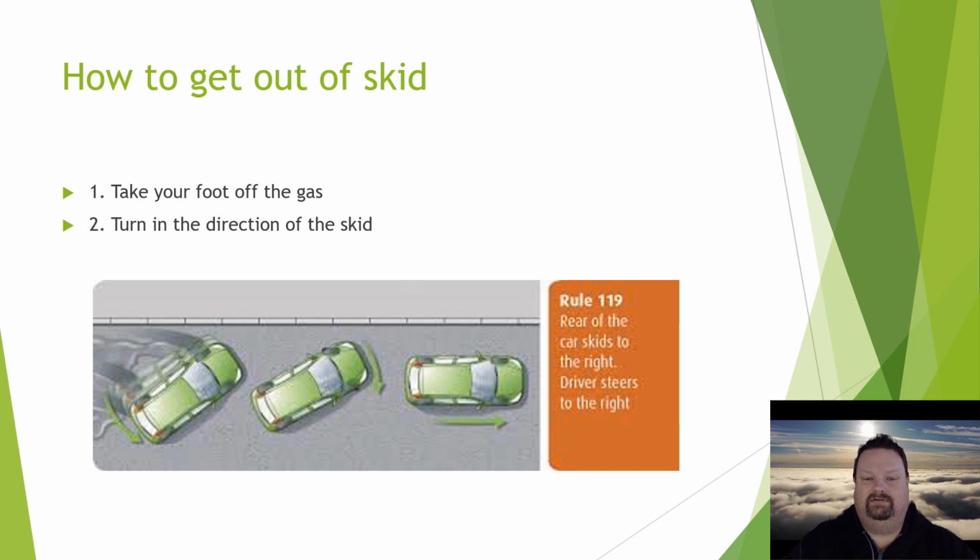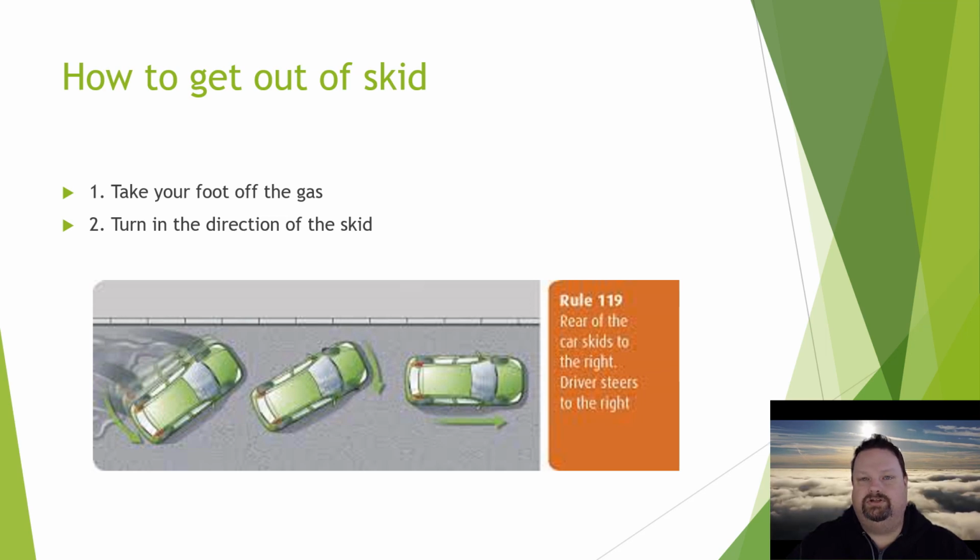All right. So how to get out of a skid. This right here talks about how to get out of a skid. And of course, a skid is when basically the back end of your car starts either drifting to the right or drifting to the left. As you can see here in this diagram, it's drifting to the right.